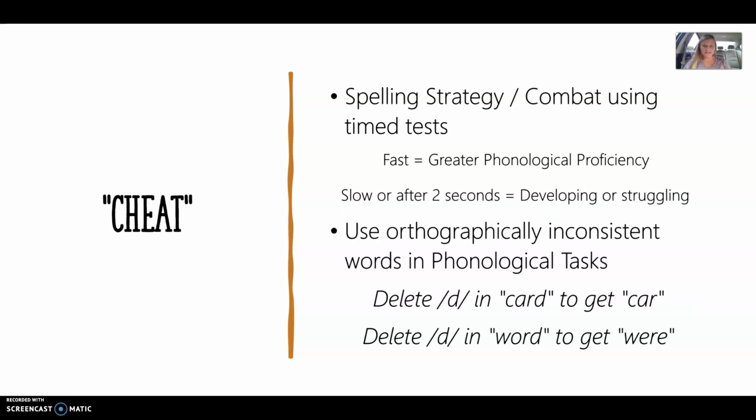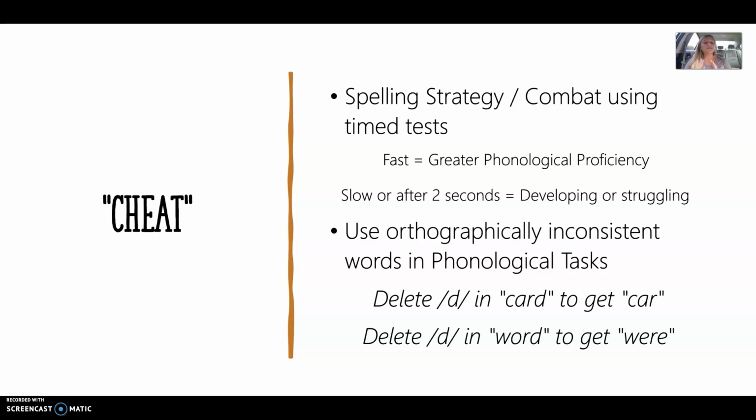Next, we have cheat. So in the cheating process, I know we talked about it a few slides ago, but spelling strategy and combat using timed tests. So if you flash a flashcard at a child and they automatically know it, that can either mean that they actually know it, or that they have had a chance, or they've done this a few times and they already have it memorized. So that's kind of where it comes into play.